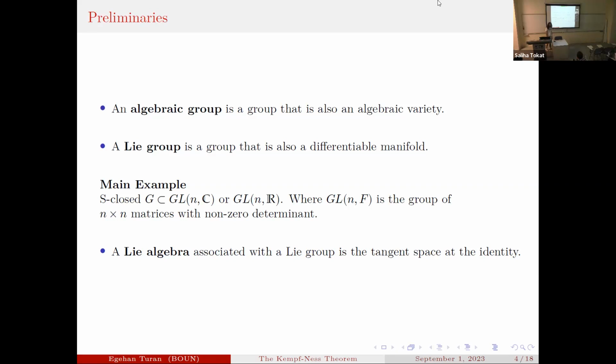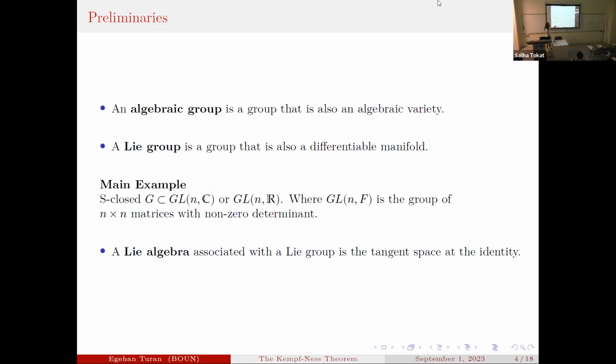But before moving on to the theorem itself, I want to set some definitions so that we make sure we are on the same page. My first definition is an algebraic group. An algebraic group is a group that is also an algebraic variety. Varieties are the things that you deal with when you're studying algebraic geometry, and you can think of them as the zero locus of some set of polynomials. The other is a Lie group, and that is a group that is also a differentiable manifold.